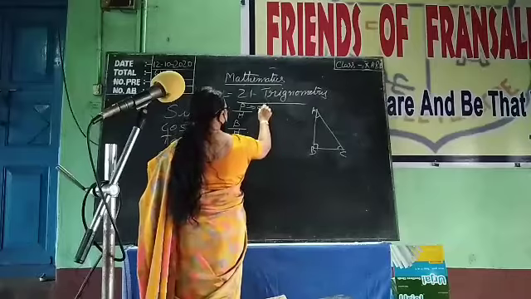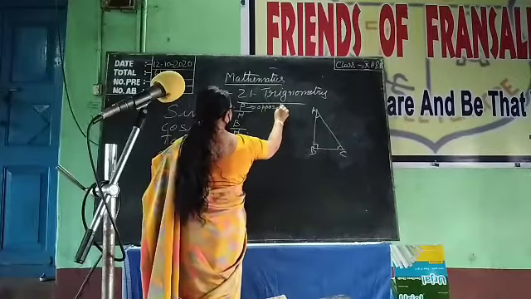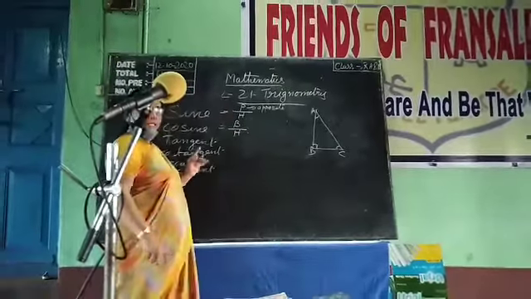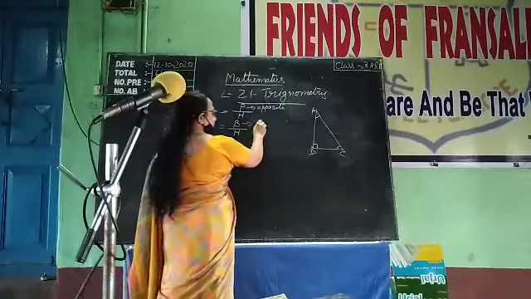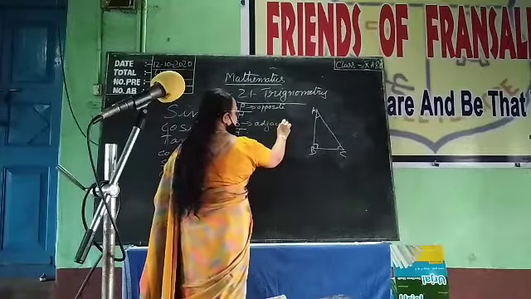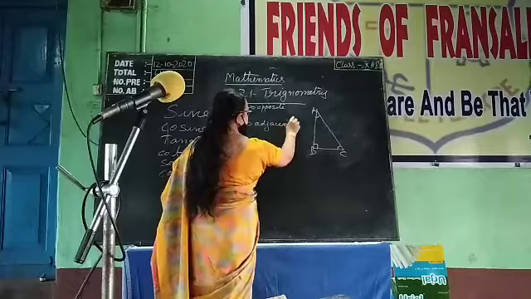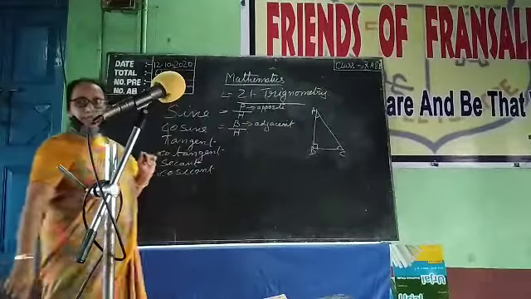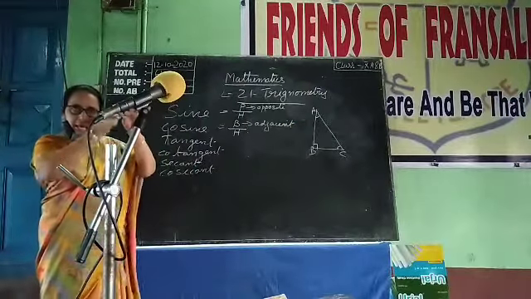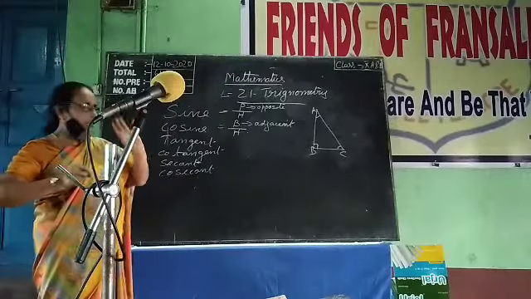Just remember that perpendicular side means the opposite side of that angle. Base means the adjacent side of that angle. Adjacent means along with that letter. For angle A, AB will be the adjacent.